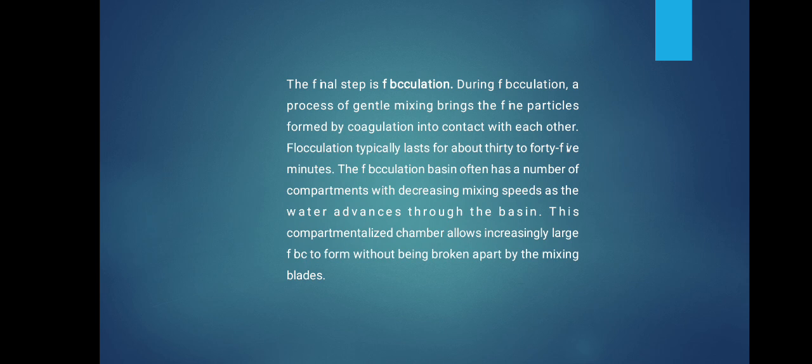Then the final step is flocculation. During flocculation, the process of gentle mixing brings the fine particles formed by coagulation into contact with each other. Flocculation typically lasts for about 30 to 45 minutes. The flocculation basin often has a number of compartments with decreasing mixing speeds as the water advances through the basin. This compartment chamber allows increasingly large flocs to form without being broken apart by the mixing blades.